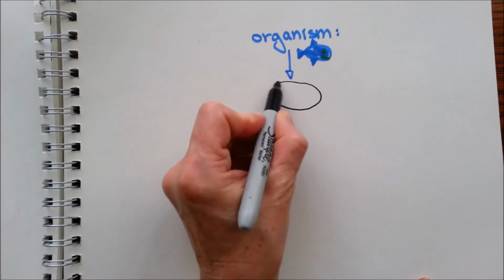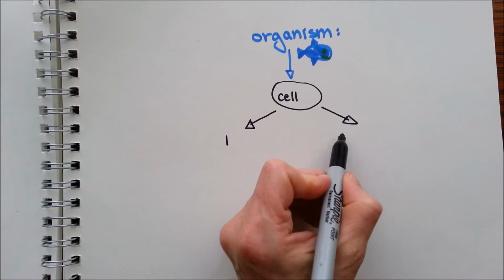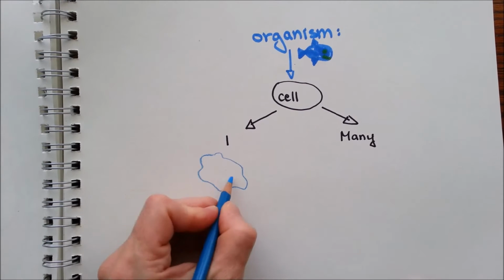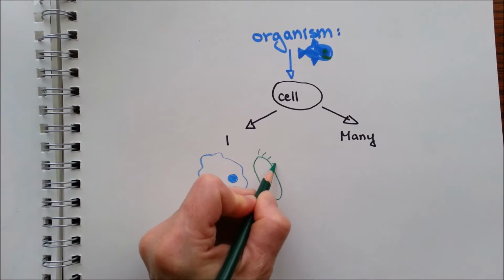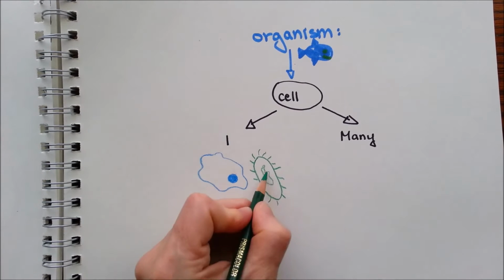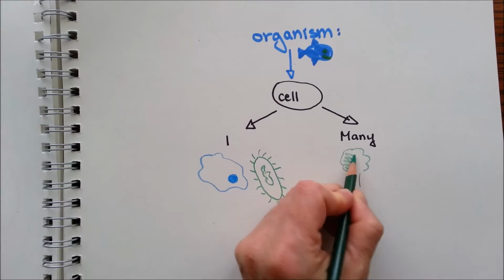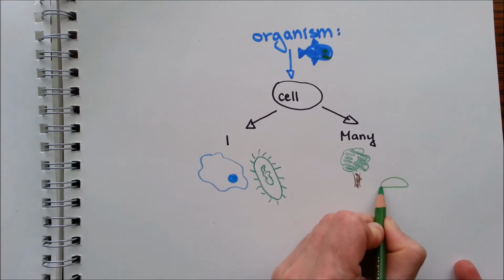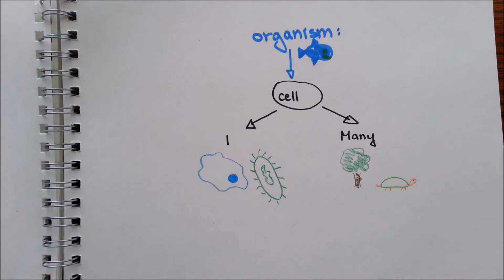Depending on how many cells make up an organism, we distinguish between a single-celled organism that contains only one cell, or many cells that make up a multicellular organism. An amoeba is a single-celled organism. Here's the nucleus and the genetic material for bacteria. Many cells make up the tree, for example, or an animal such as the turtle, so it's a multicellular organism.